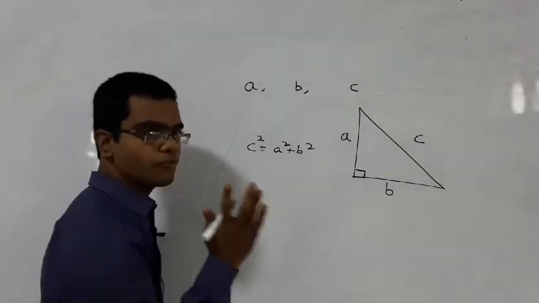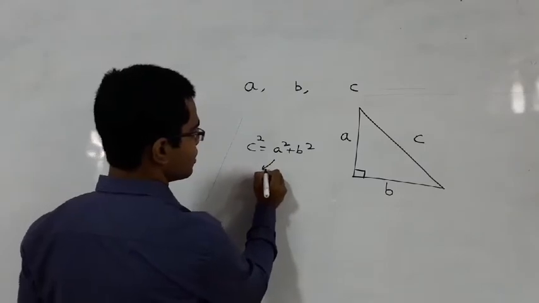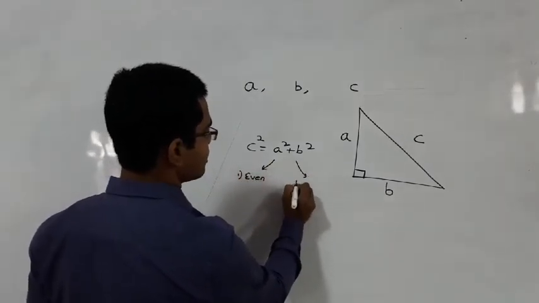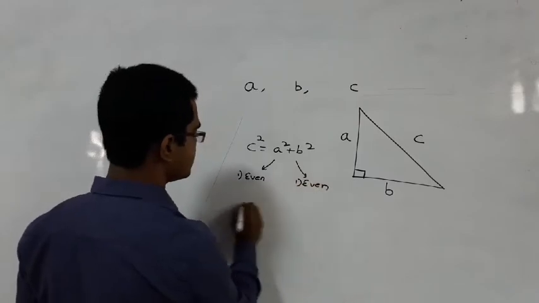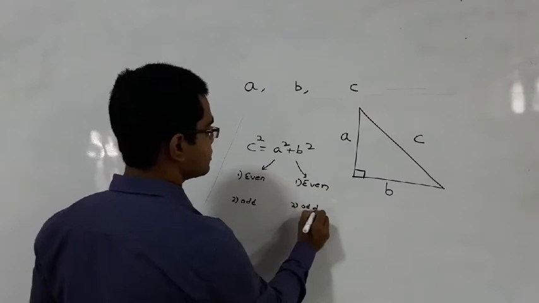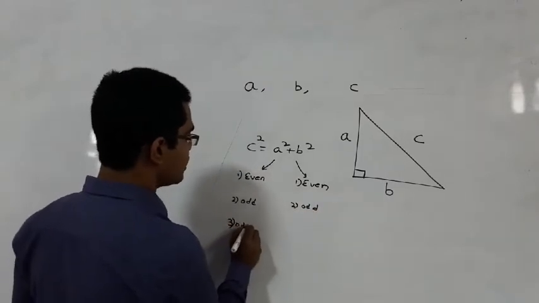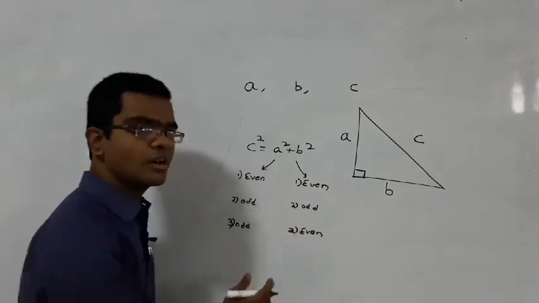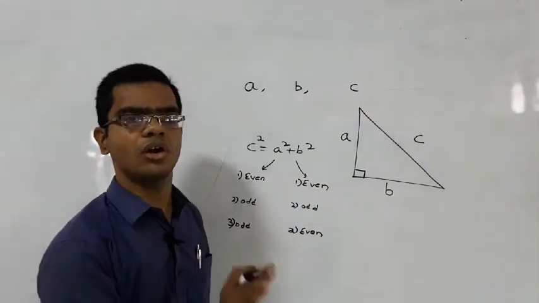So C square is equal to A square plus B square. Let's imagine, the four cases are possible. First case, even, even. Second, odd, odd. Third, odd, even. Why am I not considering even, odd? This is the same, either odd, even or even, odd, it is the same.